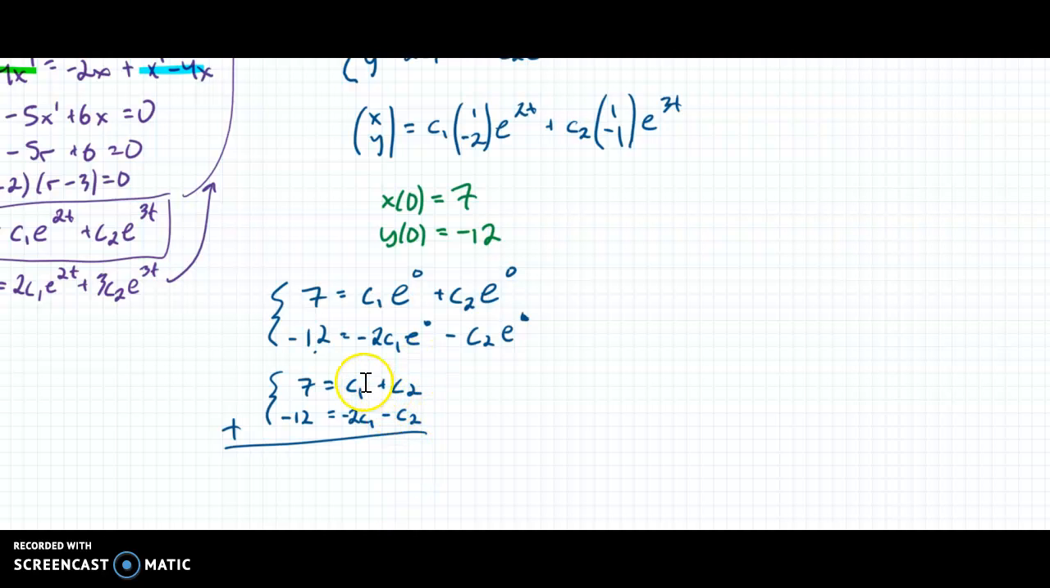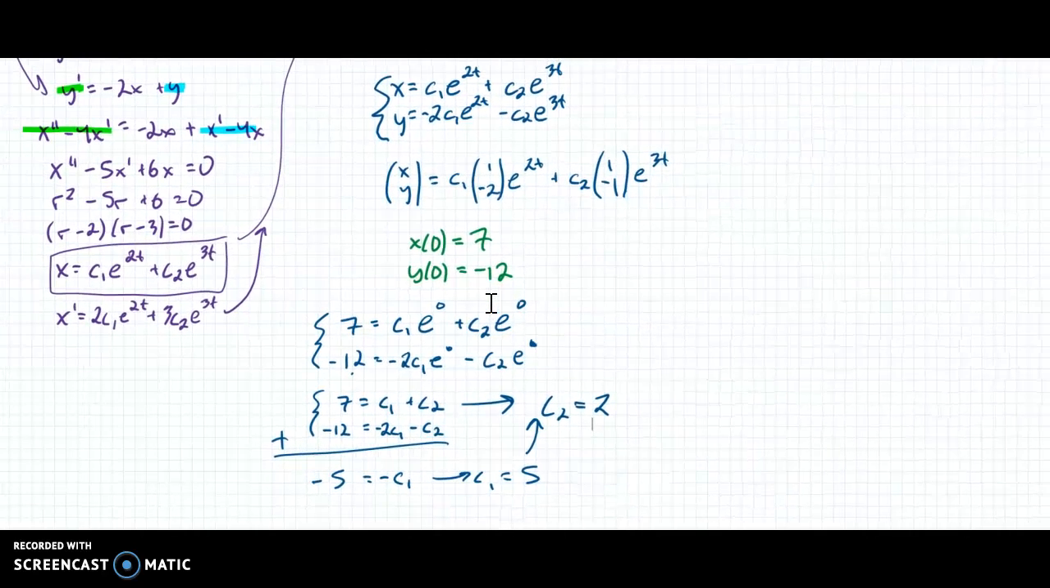So when I add those, there's no C2. So when I add this and this, I get negative C1. And when I add these two, I get negative 5. So that tells me that C1 is equal to 5. And then from there, I can plug that into this equation. If this is 5, subtract it, I have a 2 on the left side. So that tells me that C2 is equal to 2.